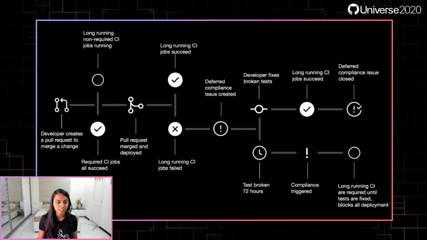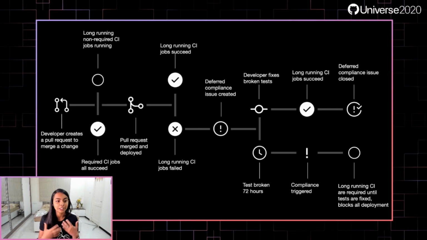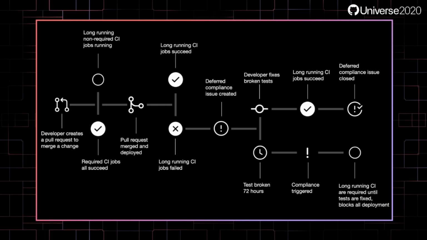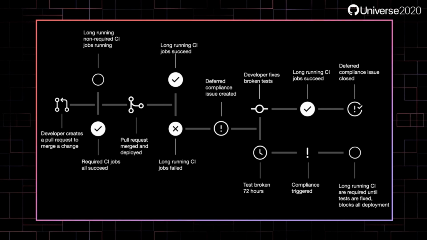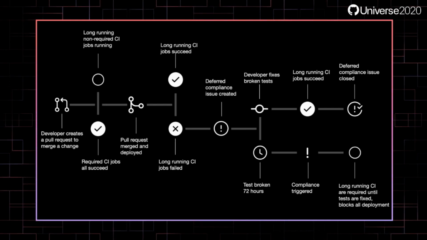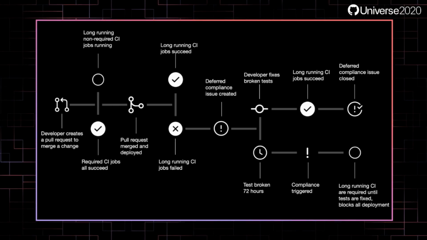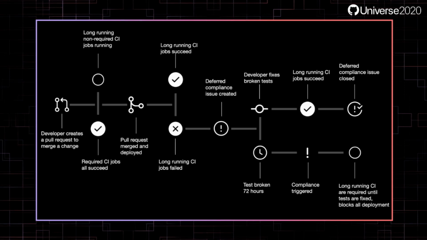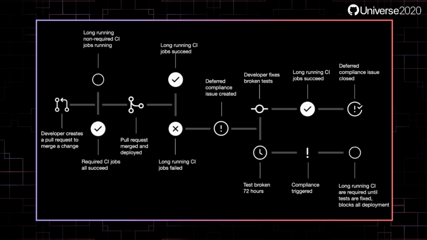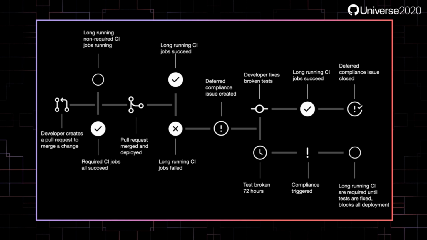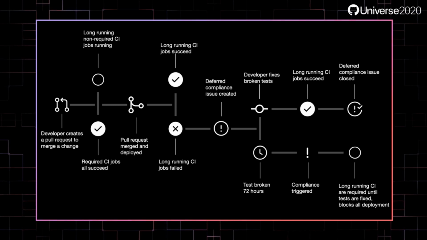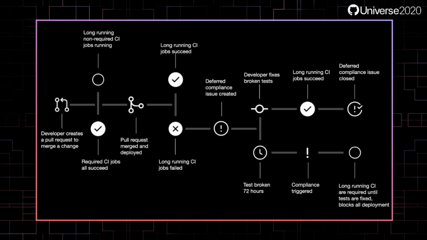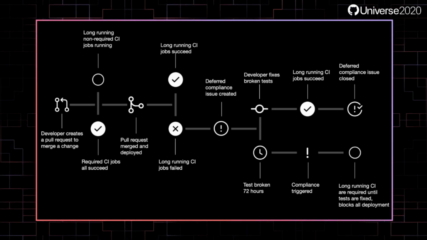Let's walk through a scenario. A developer, let's say, creates a pull request, gets everything reviewed, and it's set to merge. At this point, we set aside two different types of jobs. One, the long-running CI jobs that run in the background, and two, the short-running, quick CI jobs that are essential. So as soon as all the essential short-running CI jobs are complete, the pull request is set to merge and deployed on to .com.